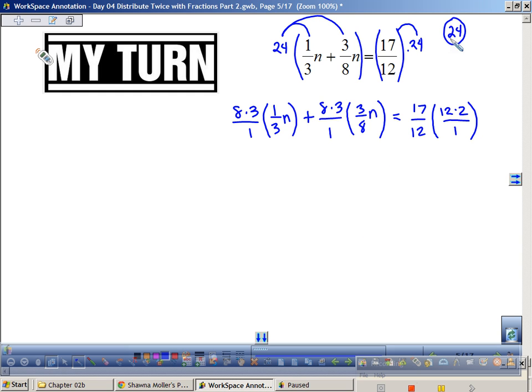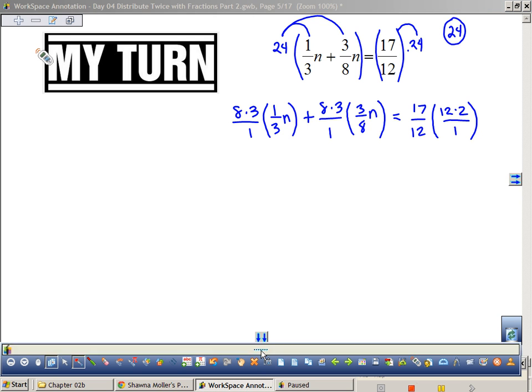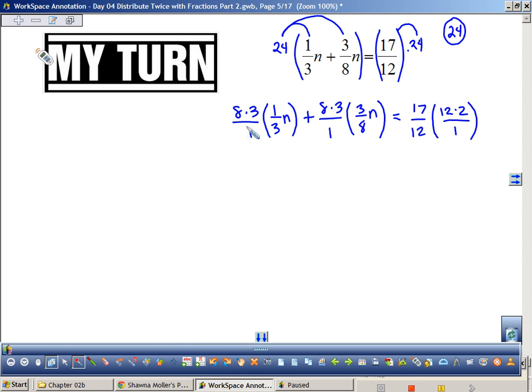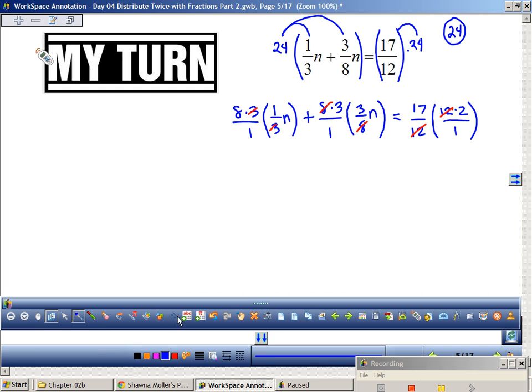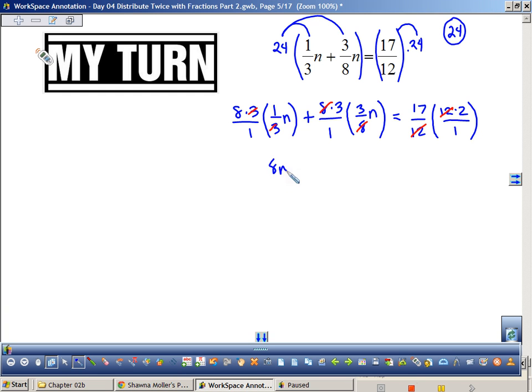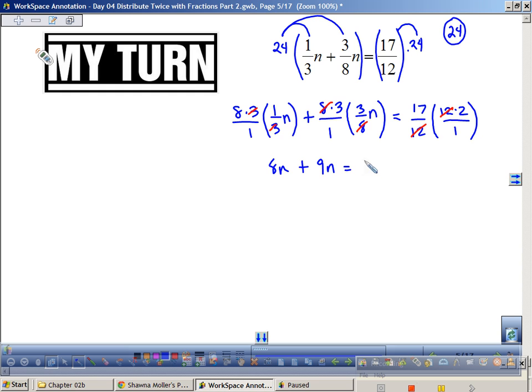I have a common denominator of 24. I want to clear my denominator, so I multiply everybody by 24. And as I'm multiplying everybody by 24, I'm factoring at the same time. Everybody good? So now my 3's go away here, my 8's go away here, and my 12's go away here. And I'm left with 8n plus 9n, right? 3 times 3 is 9, equals 17 times 2. I'm going to leave it like that, because I have a feeling I'm going to have some other multiples here.